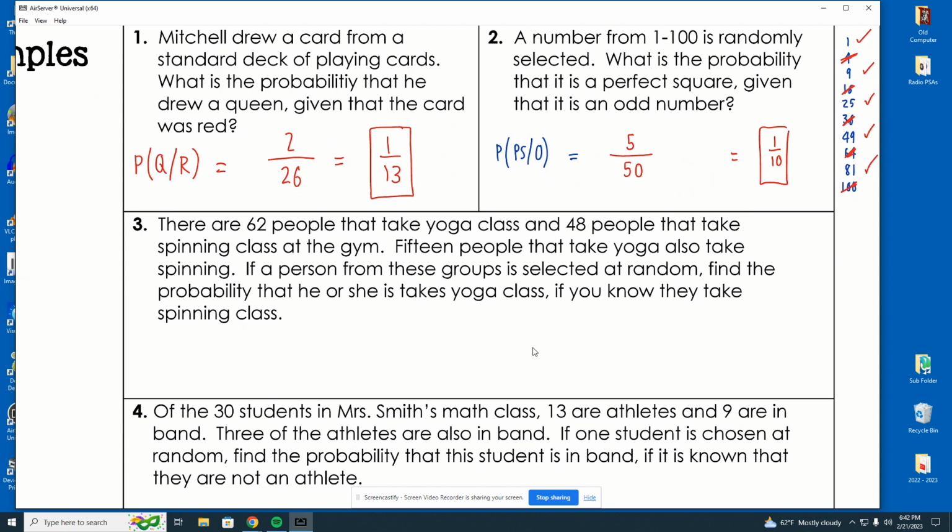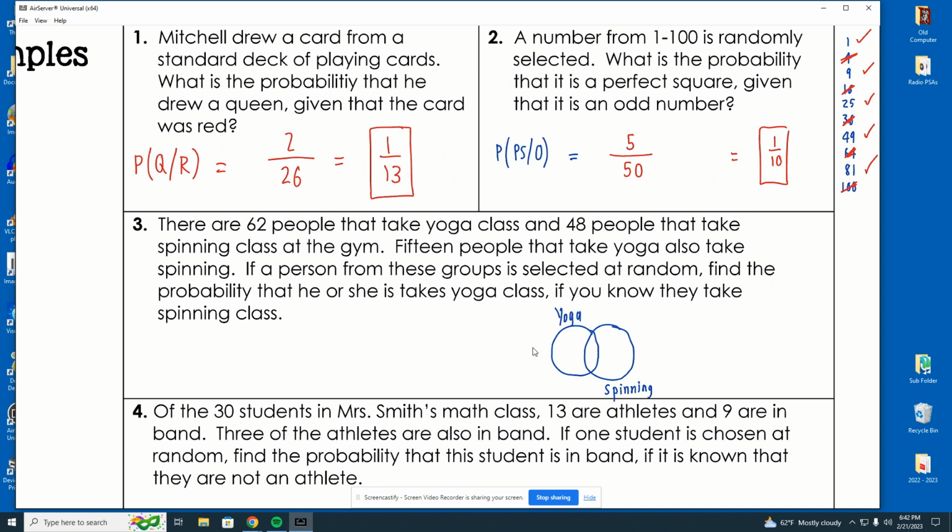Okay, now in a situation like this, it's good to use what we call a circle diagram. There are two different things being compared, and there's also an overlap. Okay, let me explain. You got two things here. You got yoga, right, and you got spinning. So 62 people take yoga. So that means 62 people fit in this huge circle, right?